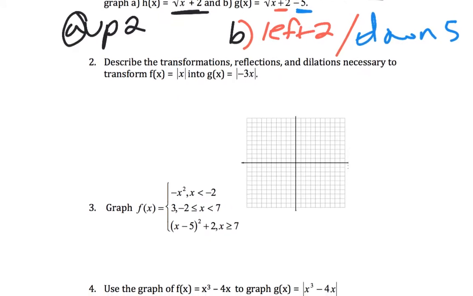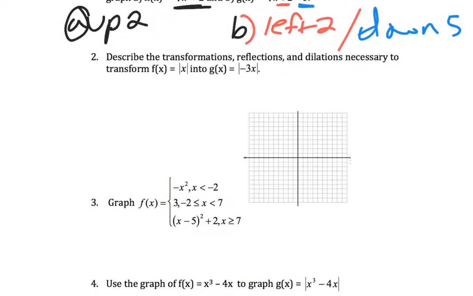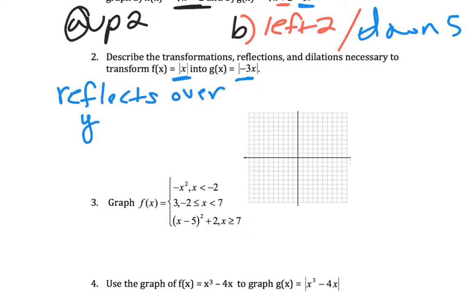Number 2, describe the transformations necessary for this reflection and dilation. So look at this, these are both on the inside. And it's a parent function of the absolute value, so we don't need to worry about what happens with the absolute value because it's already taken care of. So that negative 3 on the inside, that's a reflection. And because it's on the inside of the absolute value, it reflects over the y-axis.